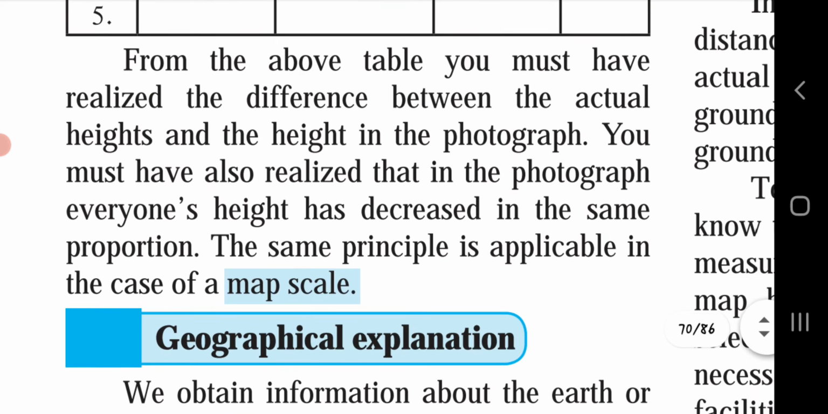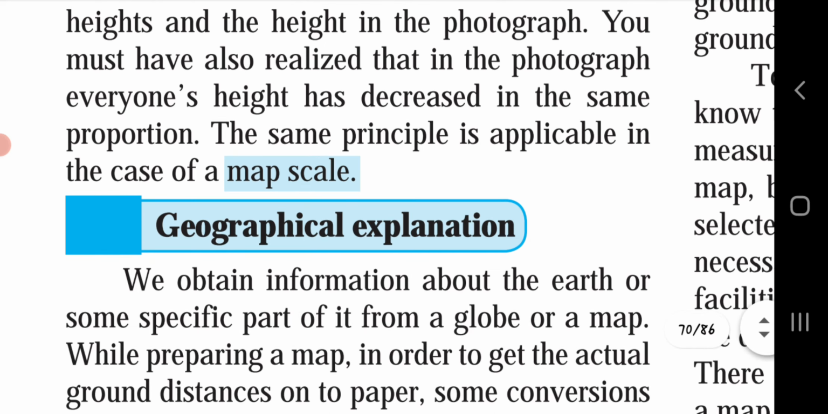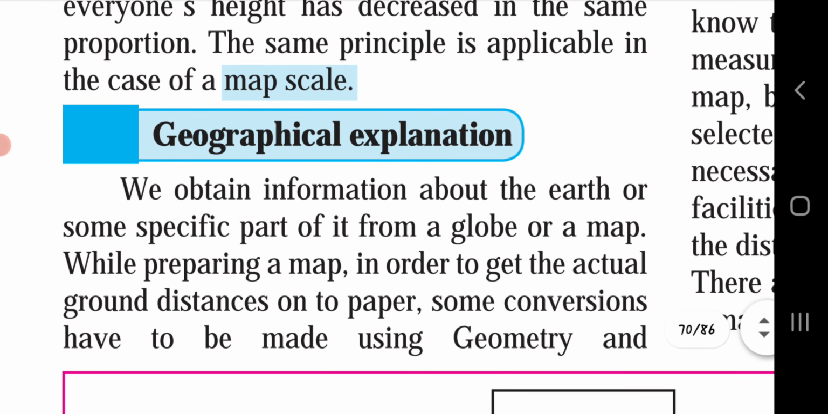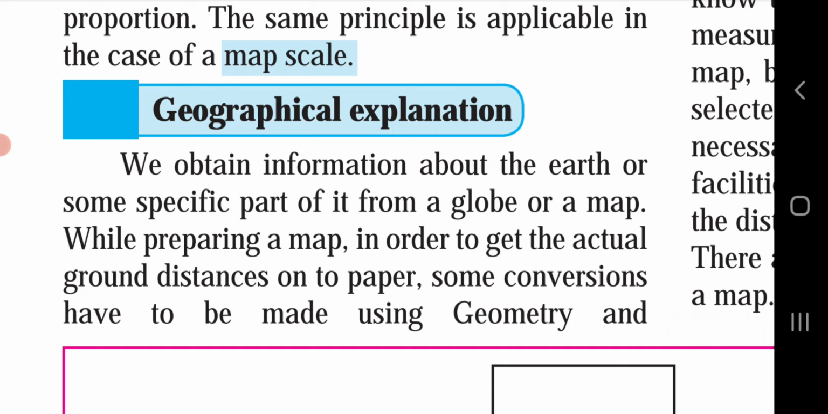From the above table, you must have realized the difference between the actual height and the height in the photograph. If you observed, in the photograph the height is less, and in actual our height is more. You must have also realized that in the photograph everyone's height has decreased in the same proportion. The same principle is applicable in the case of map scale. Like this, in a map scale, a big area is converted according to a ratio, and it is printed or drawn on a small paper.